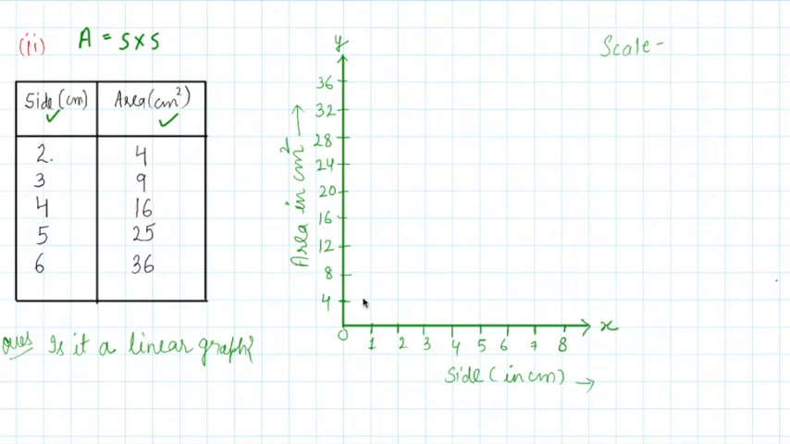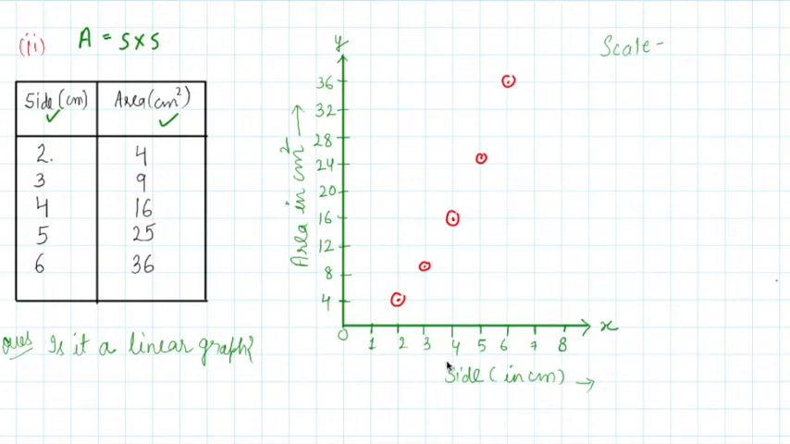Let's see, when the side is 2 centimeter, the area is 4 centimeter square. Side is 3 here and then the area will be 9. Then for 4 centimeter, the area will be 16 centimeter square. For 5 it is going to be 25, so it will be here. And then for 6 centimeter it is going to be exactly 36 centimeter square, which is here.